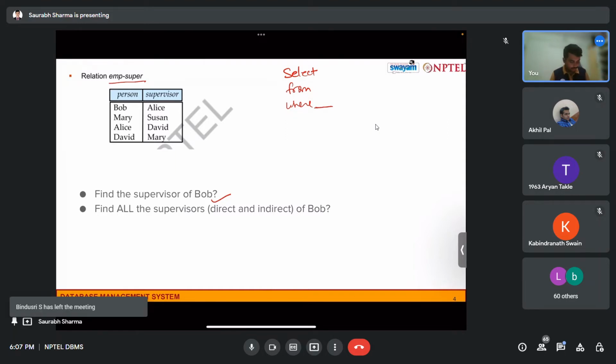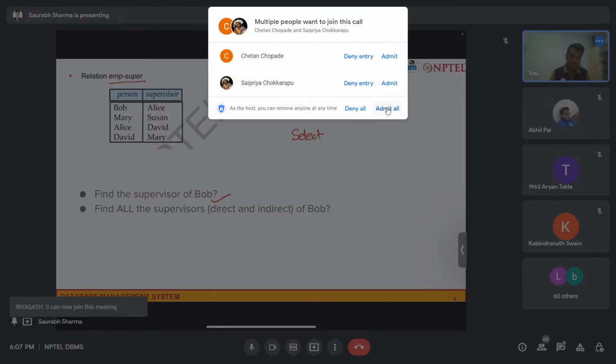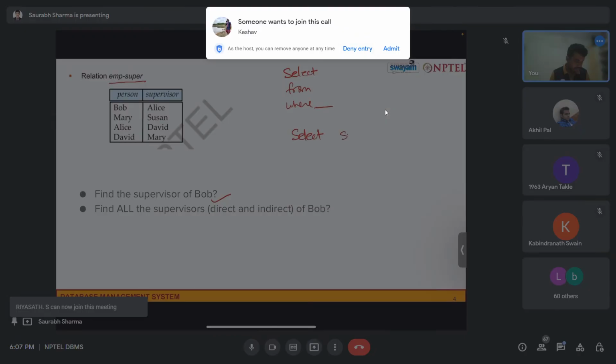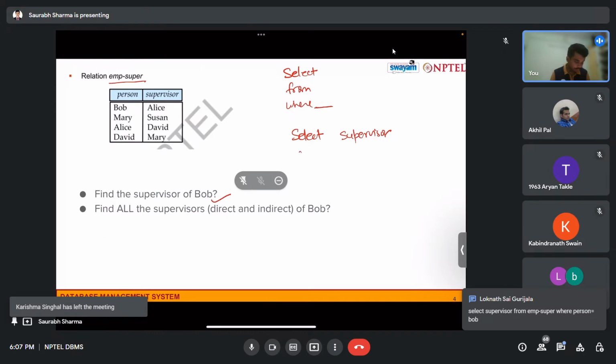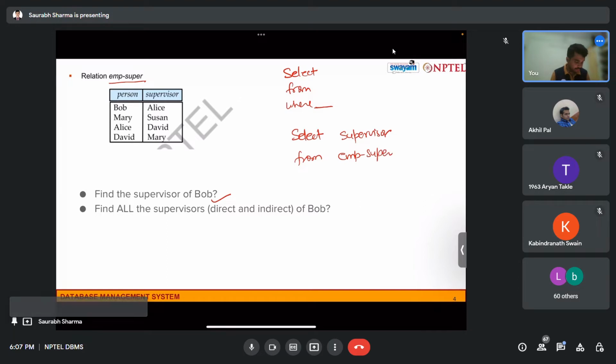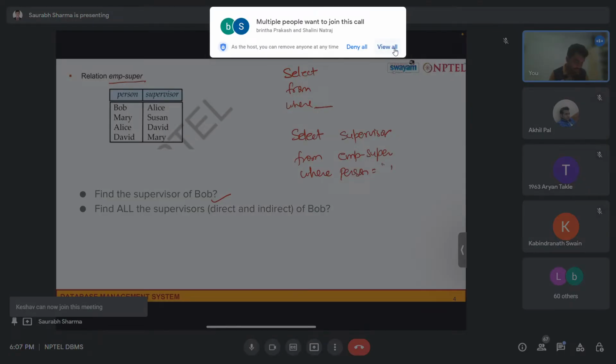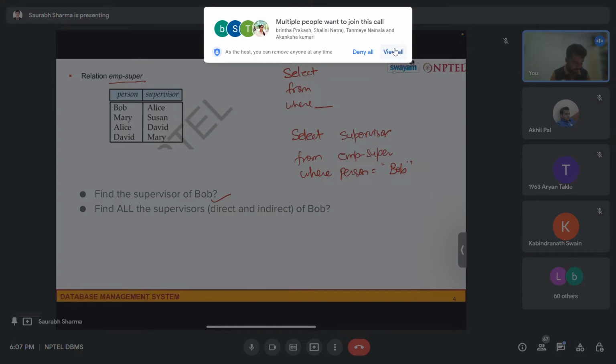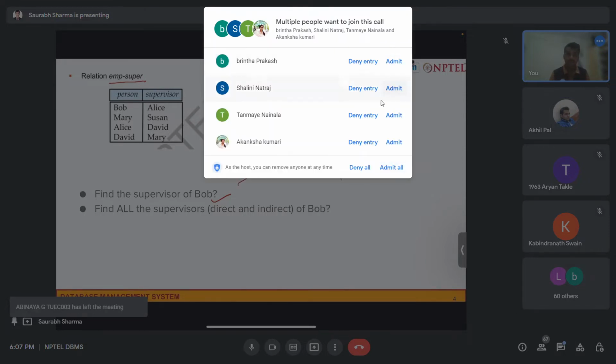So coming to the question, we want the supervisor of Bob. So we can directly write select supervisor from the relation name, that is msuper, where person is equal to Bob. Okay. So the first is very simple. You can write it like this.